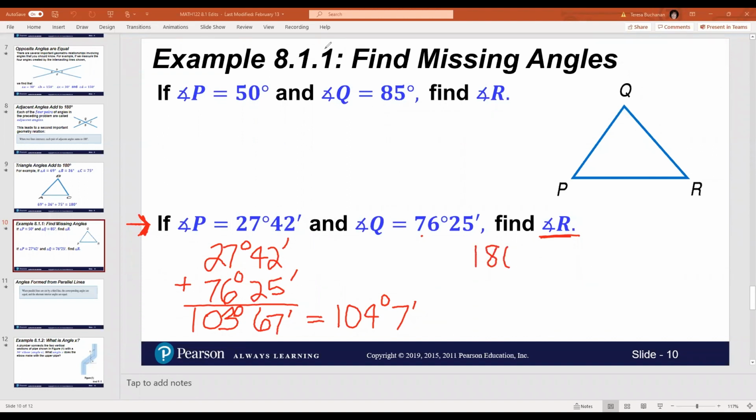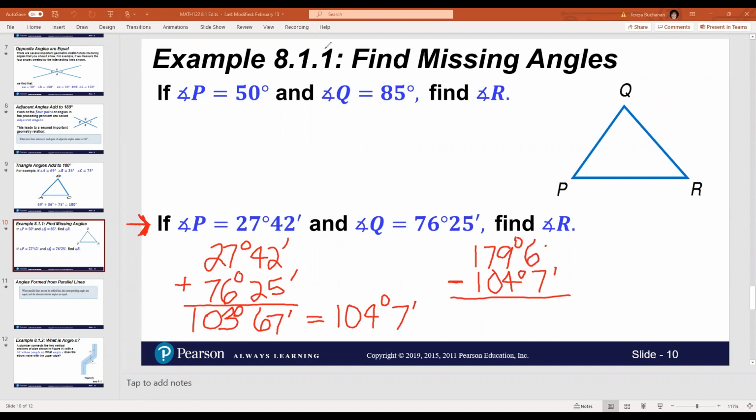And at that point, then I could go ahead and find my angle R if I can subtract that 104 degrees and 7 minutes from the 180. But think about this. You've seen things like this before where there's not minutes to subtract from. How am I going to do that? There aren't any minutes up there. So I actually have to restate the 180 in terms of minutes. I could take out a degree, take out 1 degree, and call it what?